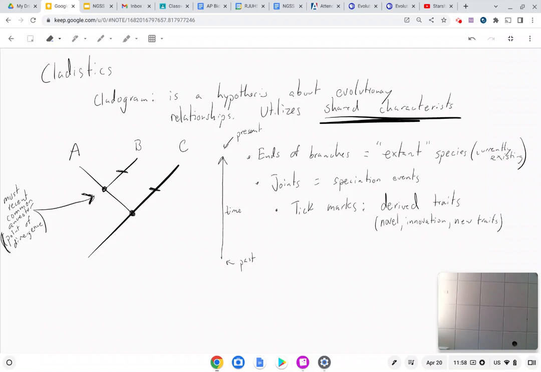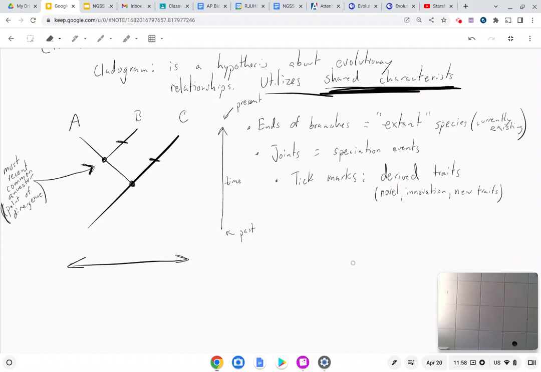And like we said, you guys, the cladogram utilizes these characteristics. So these tick marks are going to be really essential for helping us piece together the tree. Okay, so if up and down is showing the progress of time, any side-to-side motion that you have on the tree represents morphological change.